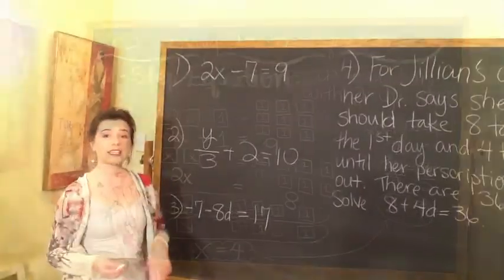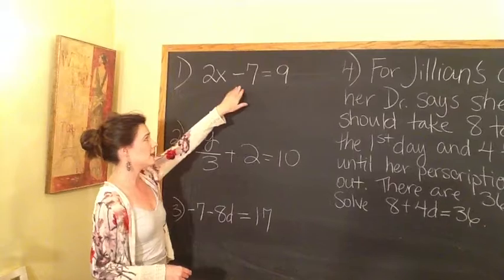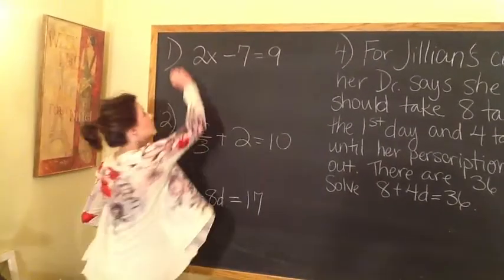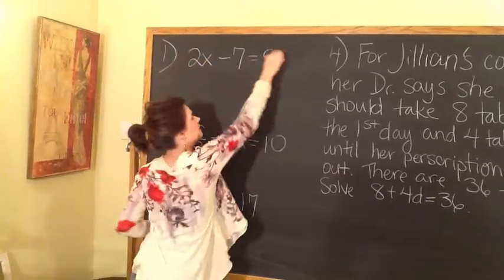Alright, let's look at example number 1. Example number 1 says 2x minus 7 equals 9. So basically, 2x minus 7 is the same as 9.